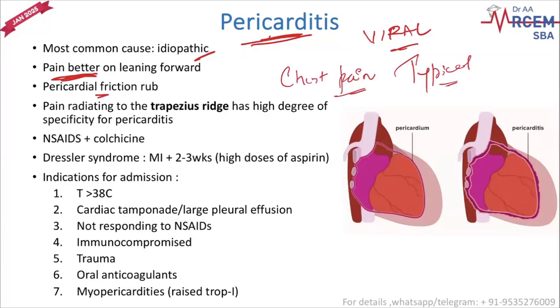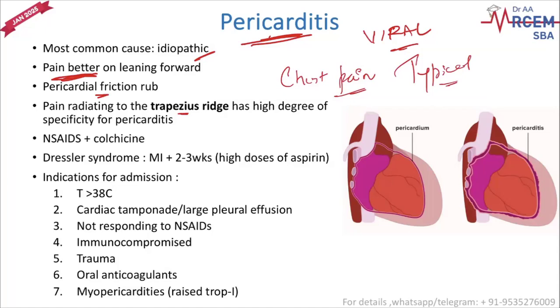Along with it, a friction rub can be present. And if the pain is radiating to the blades of your shoulder, that is basically the trapezius muscle, it is very specific, with a high degree of specificity. Though I have not encountered this, this is what they say.